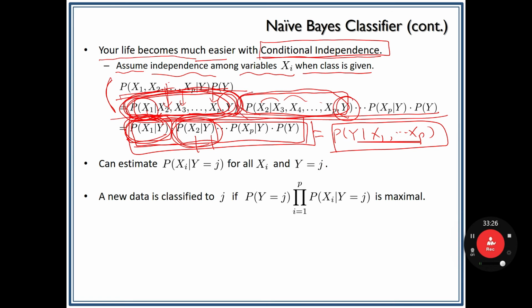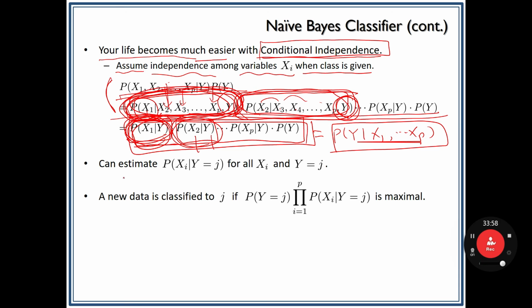When estimating this one, we only take a look at two columns, the x2 column and the y column. But to estimate this probability, we have to take a look at x2, x3, x4, all x variables except for x1, and the y column as well. So estimating this one is much easier than estimating this probability. If we take a look at an example, then you can understand what I'm talking about.